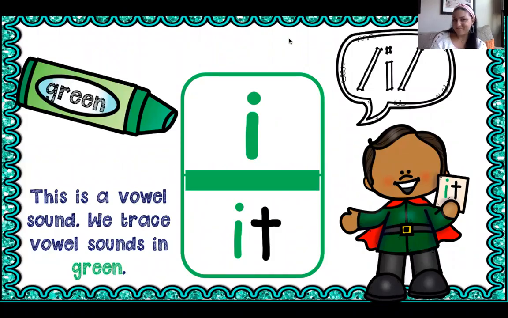So let's get started. We're going to go through our flip book, and we're going to review some sounds that we've learned in Unit 4. Okay, so the first one is my I sound, I. The example I give you is it. I want you to think of another word that has the I sound. I thought of igloo.